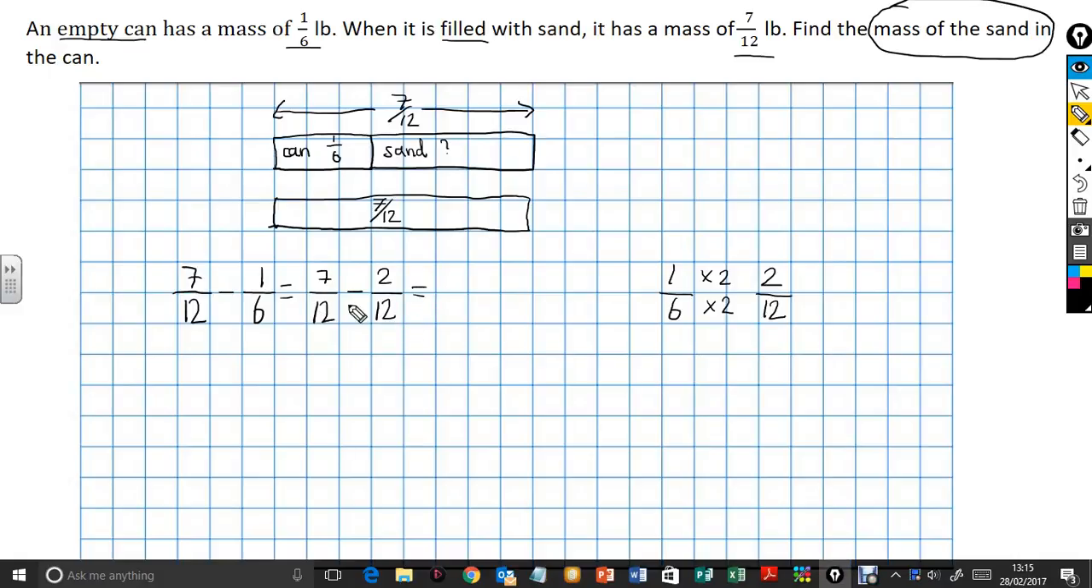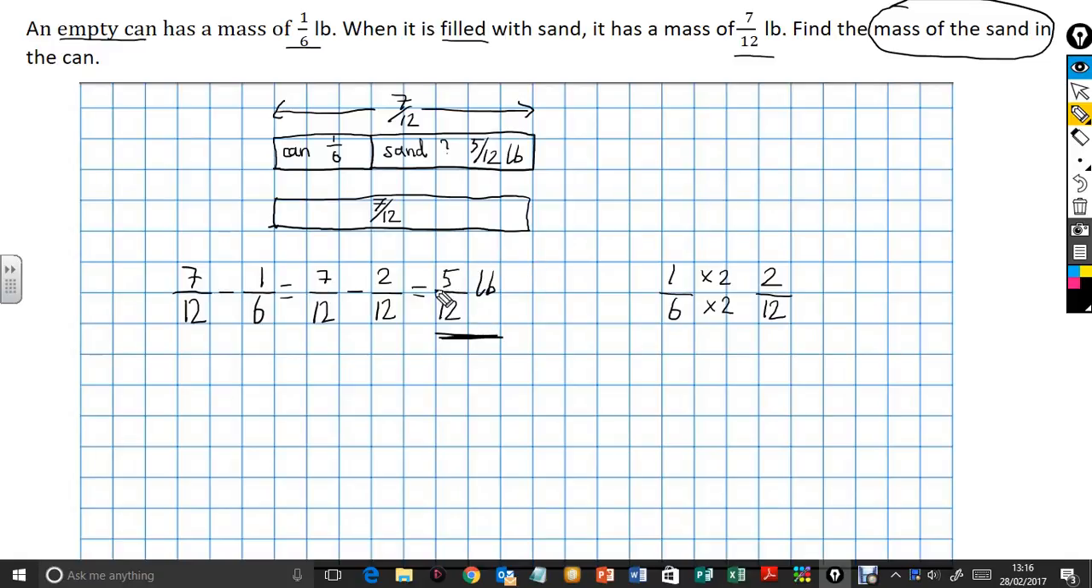And what does that equal? Well, now that my denominators are the same, I can do a very simple subtraction. 7 take away 2 is 5. If I had 7/12 and I took 2/12 away, I would be left with 5/12. And that is my final answer. So the sand is 5/12 of a pound. It's always useful to label your answers so that you know what all your calculations mean.